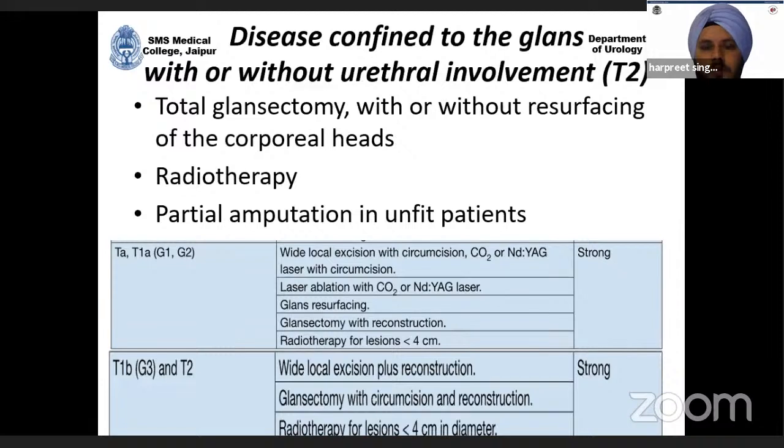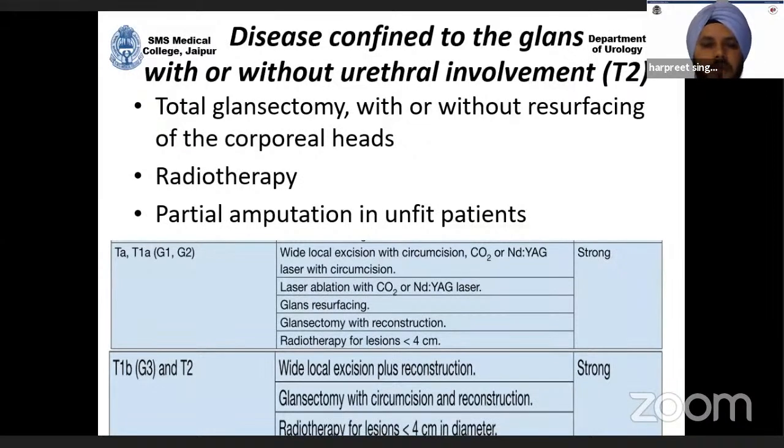For disease that is confined to the glans with or without urethral involvement, the treatment options include total glansectomy with or without resurfacing of the corporeal head. Then comes radiotherapy, and the other option is partial amputation, which should be considered in the unfit patient. EAU recommends for the Ta or T1a, wide local excision with circumcision, then laser therapy, glans resurfacing, or glansectomy with reconstruction.